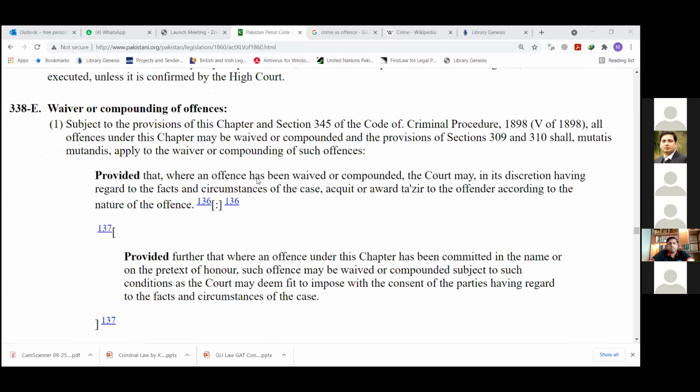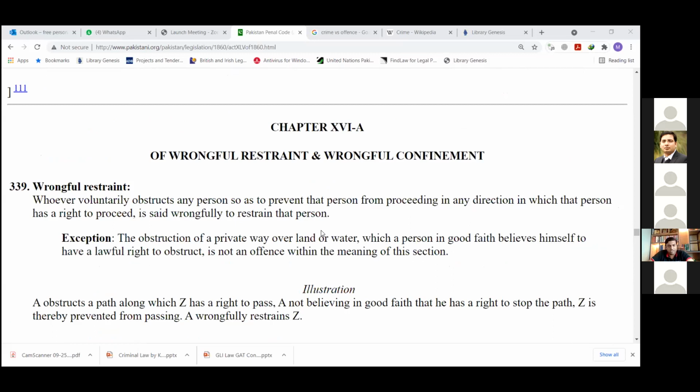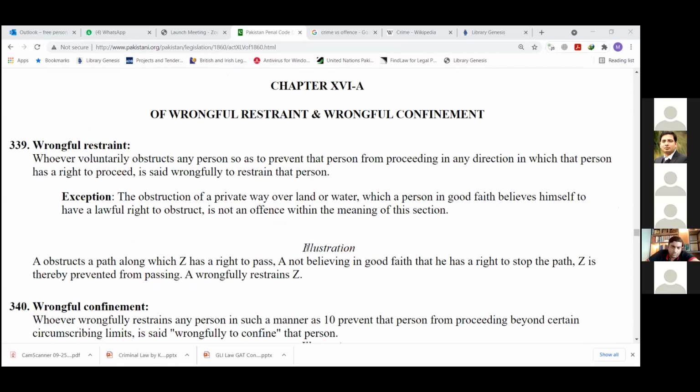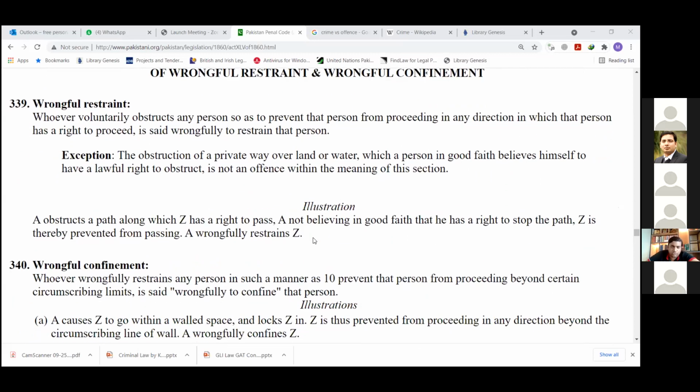Now, turning to chapter 16A, wrongful restraint. Whoever voluntarily obstructs any person so as to prevent that person from proceeding in any direction in which that person has a right to proceed is said wrongfully to restrain that person. So there is nothing complicated in it.